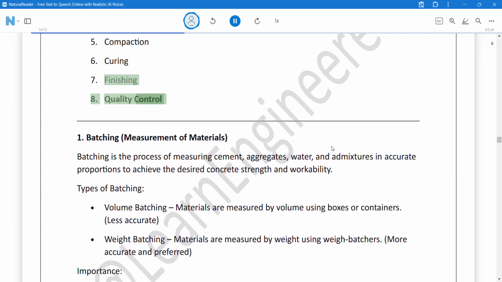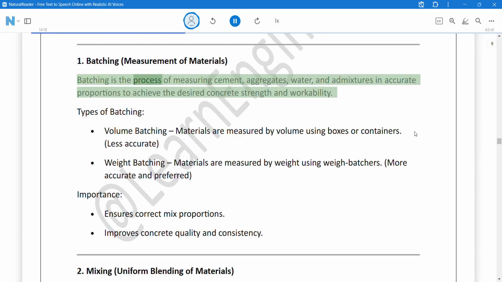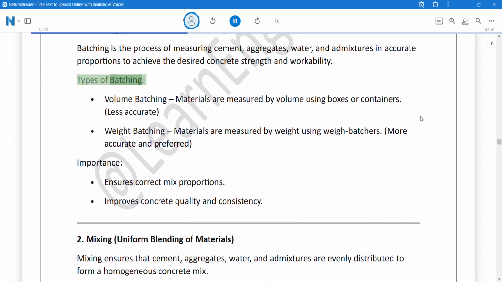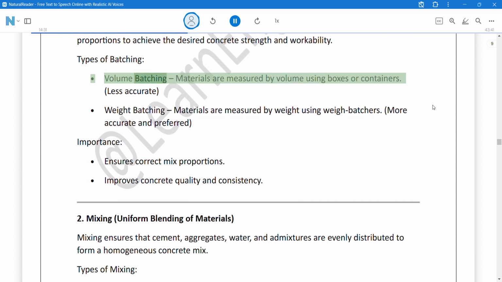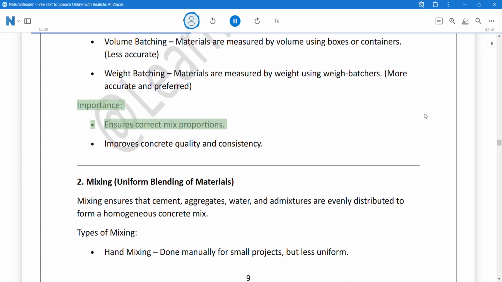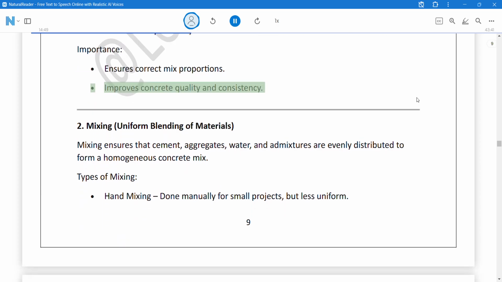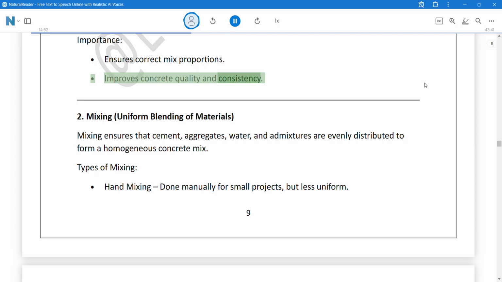Quality control. 1. Batching. Batching is the process of measuring cement, aggregates, water, and admixtures in accurate proportions to achieve the desired concrete strength and workability. Types of batching. Volume batching: materials are measured by volume using boxes or containers. Weight batching: materials are measured by weight using weigh batchers. Importance: ensures correct mix proportions and improves concrete quality and consistency.